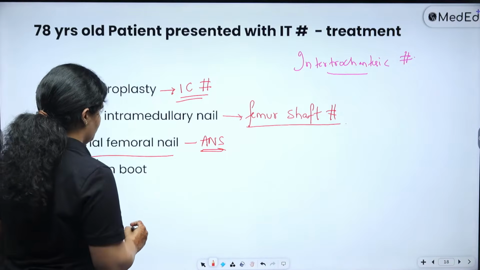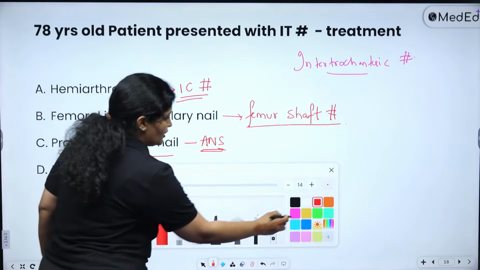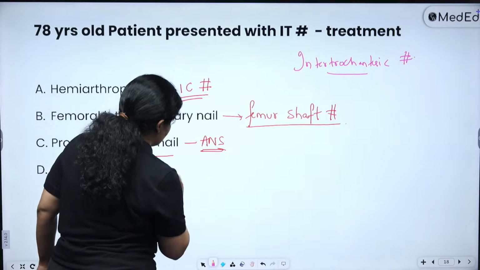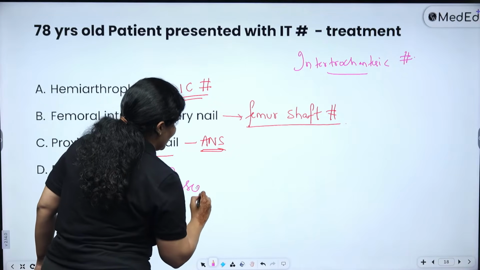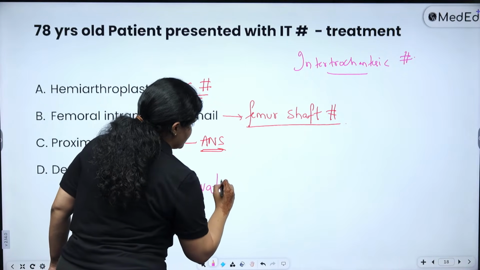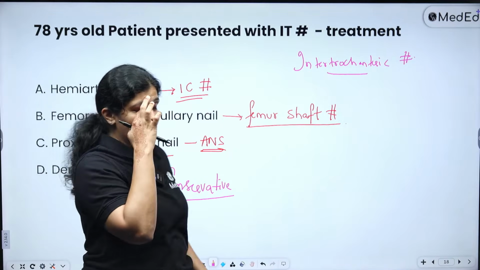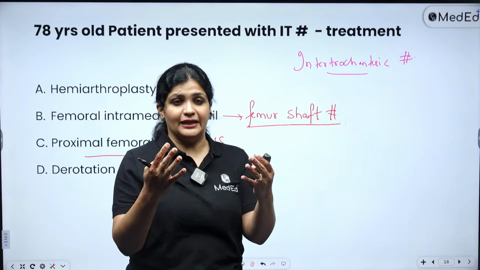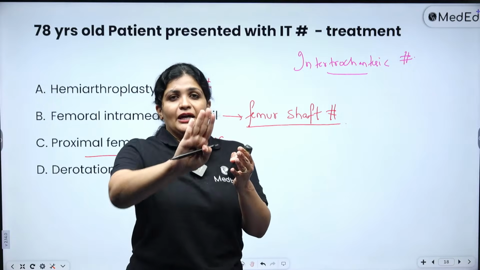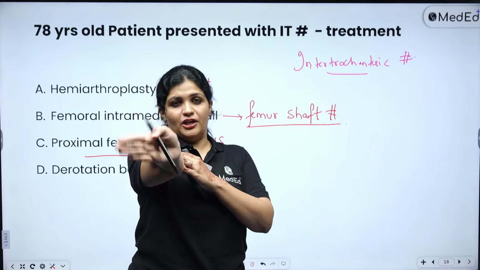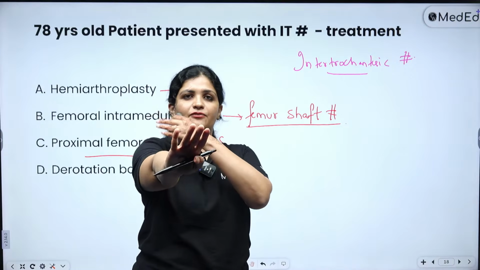And derotation boot. What is a derotation boot? Derotation boot is nothing but a conservative treatment. So what actually happens in the IT or IC fracture? There will be rotation. If the capsule is still present in case of IC, you will see there will be an external rotation of the limb because there is a fracture of the proximal femur.